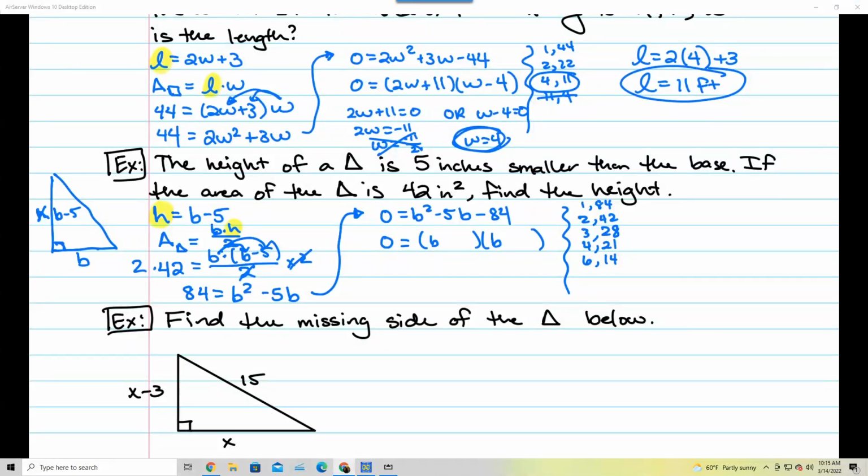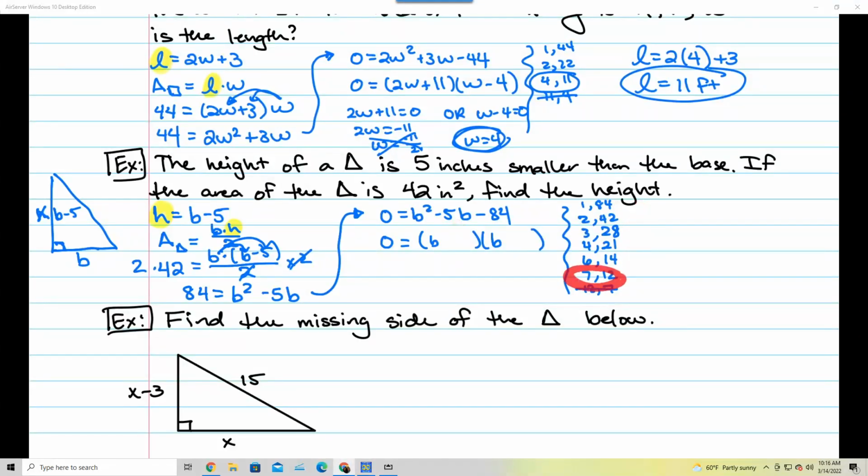6 and 14. 7 and 12. There is no 8. There is no 9. There is no 10. There is no 11. There is a 12. 12 and 7. But that repeats my list. All right, so it's got to be one of these. And remember, this is the easier one because of the 1 in the front. And so I just got to figure out which one of these combinations gives me the negative 5.